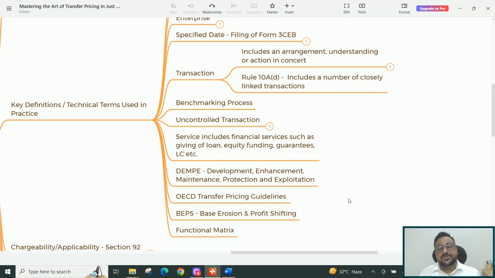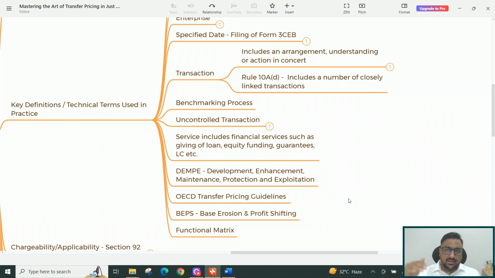What is BEPS? BEPS is basically base erosion and profit shifting. This project of BEPS was introduced, I think, in 2015. It was under discussion since 2009 or 2010, but it was formally introduced in 2015, where the G20 and all the other countries got united to implement some regulations to avoid tax base erosion and profit shifting, which was being done by multinational corporations, very big multinational groups.